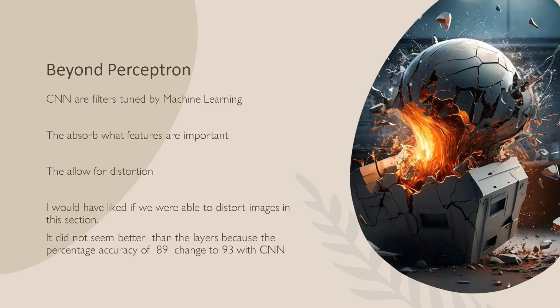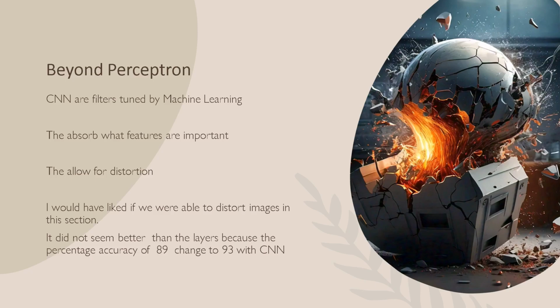All right, and then he proposes a problem. What if we're dealing with slightly off characters or they're slightly distorted? And that's where we go beyond the perceptron. We go into CNNs, and they're filters that are tuned by machine learning. They're built or tuned so they can find features that are important. And this allows them to find things that aren't in exactly the right place. And that's where things like max pooling come into effect, and you're really able to see more.